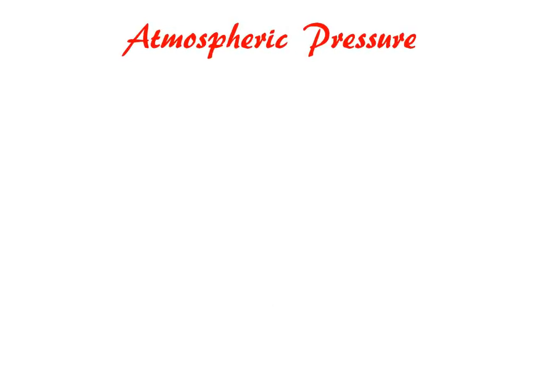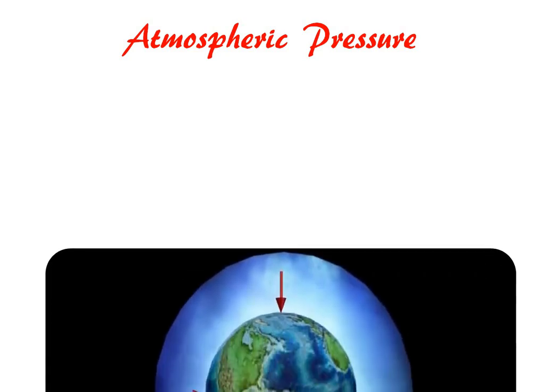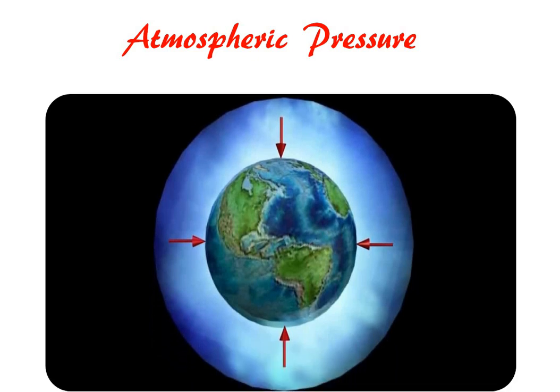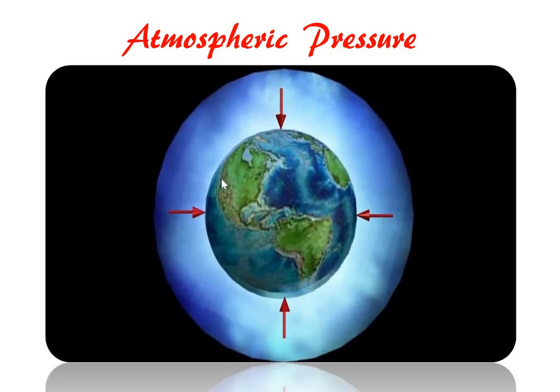Next point is the atmospheric pressure. So let's see the image of the earth first. This is the earth image, and outside the earth is the atmosphere, and the black color is the vacuum. Earth's surface is covered with a layer of atmosphere, with more than 99% of the atmosphere lying within 31 kilometers of the surface.